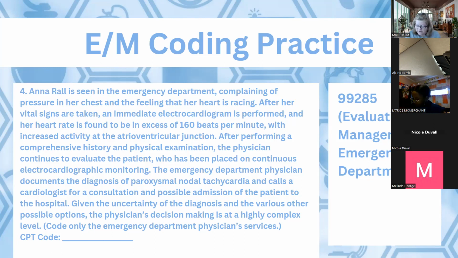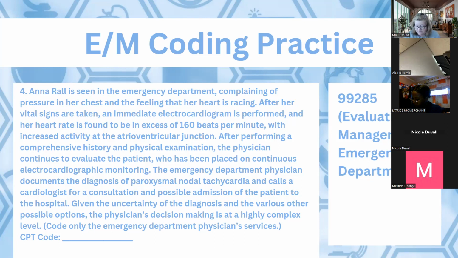So our history and examination, I would say that's going to be comprehensive because they've done all these tests and they're continuing to monitor her. So that's pretty comprehensive in my mind. So I would go max level there. And medical decision-making complexity, they gave it to us, it's high. So max level there. So just given those two factors, our code's going to be that 99285.